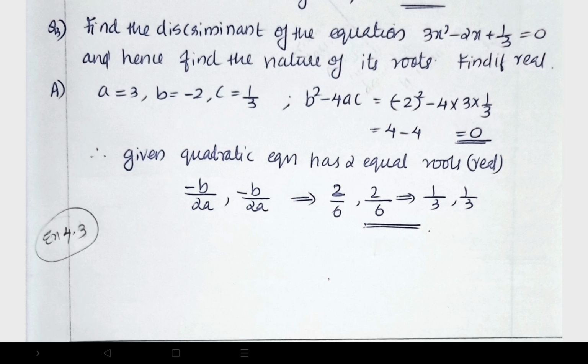Find the discriminant of the equation 3x square minus 2x plus 1 by 3 equal to 0. By applying b square minus 4ac, you are getting 0. That means it has two equal roots.